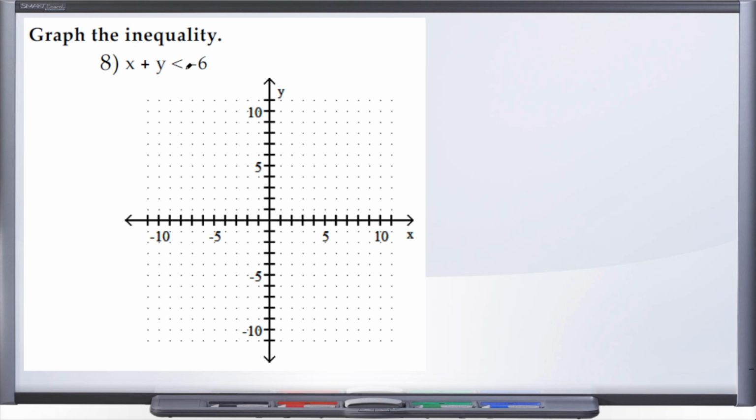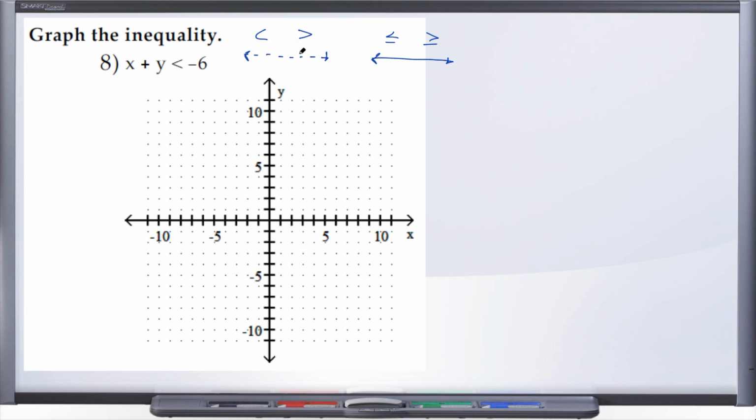So not only do we know we're going to be shading with this particular problem, but because it's an inequality, we have to remember what type of line we're going to use to sketch the graph. When you're dealing with a less than or greater than, don't forget that your line is going to be dotted or dashed. And when you're dealing with a less than or equal to or greater than or equal to, you're going to be dealing with a solid line. In this case, because this is simply a less than, we're going to be plotting a dotted or dashed line.